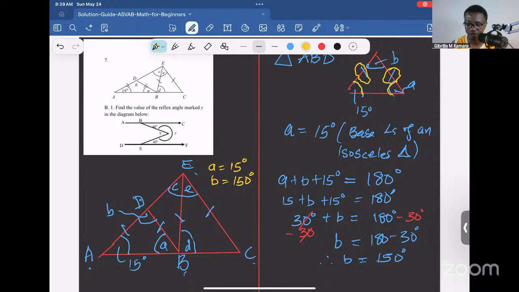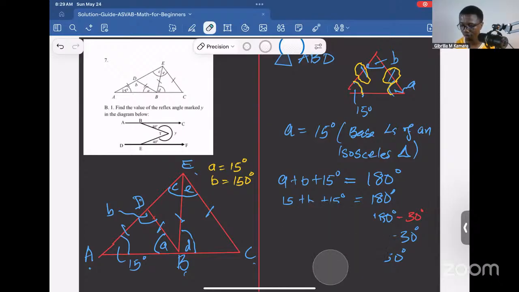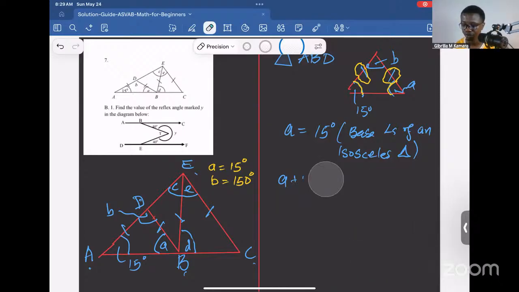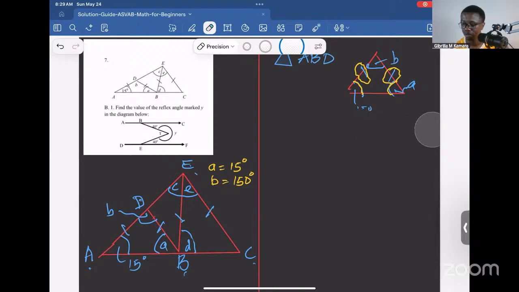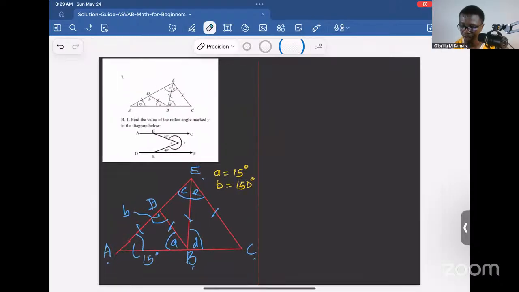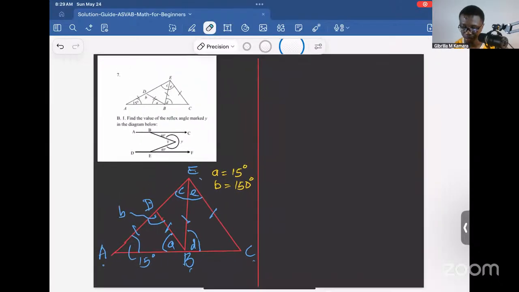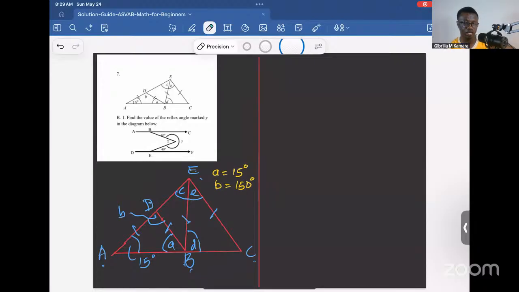Let me take out this. So this goes. Oh, this is not the time. Okay. So let's look at the diagram again and see what else we can easily get. Okay.